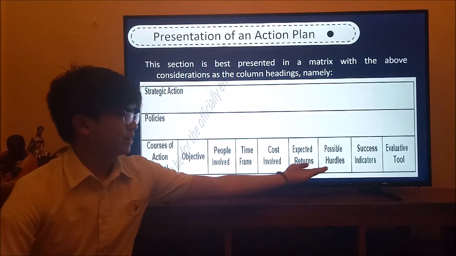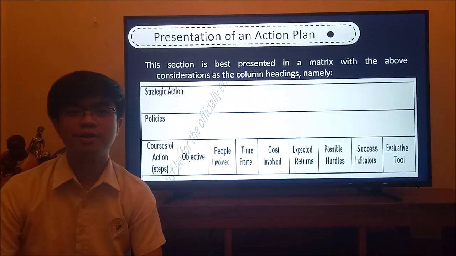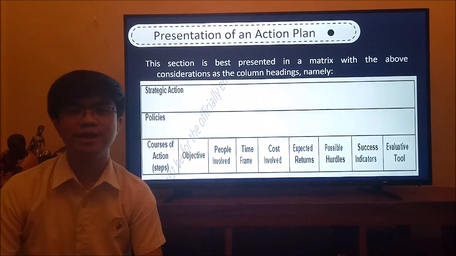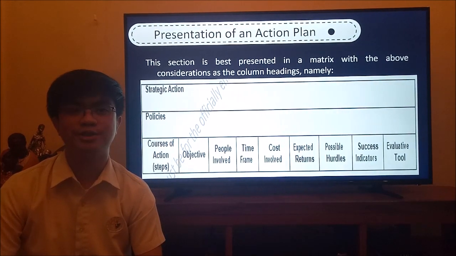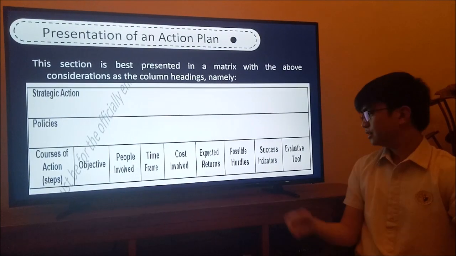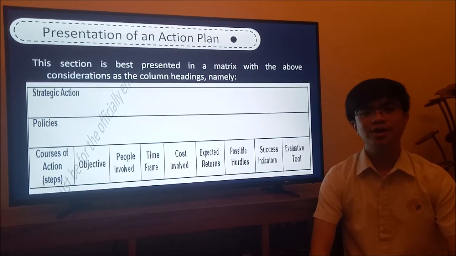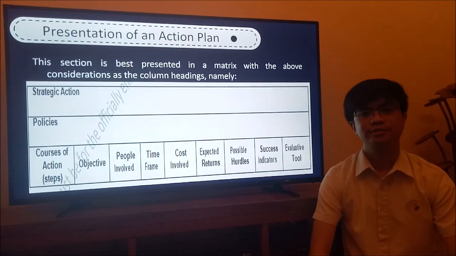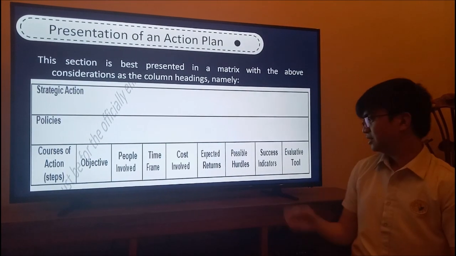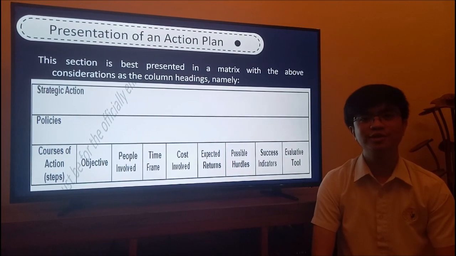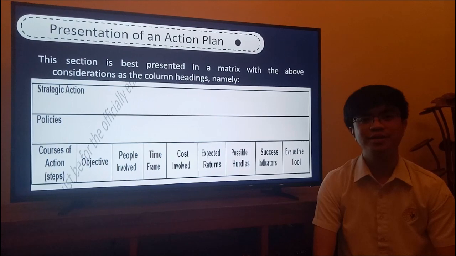Next would be possible hurdles. These are the problems that may stand in the way during implementation. They must be identified and further be considered in the implementation. Next would be success indicators. You should go back to your set criteria. They serve as your success indicators, unless otherwise referring to a specific course of action. And lastly, the evaluating tools. What are the tools the proponents will use in order to determine the success of the strategy implemented?